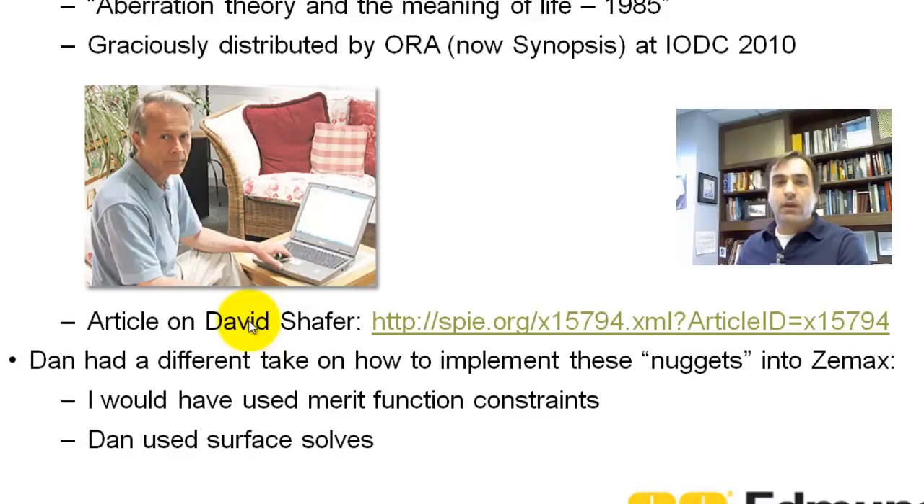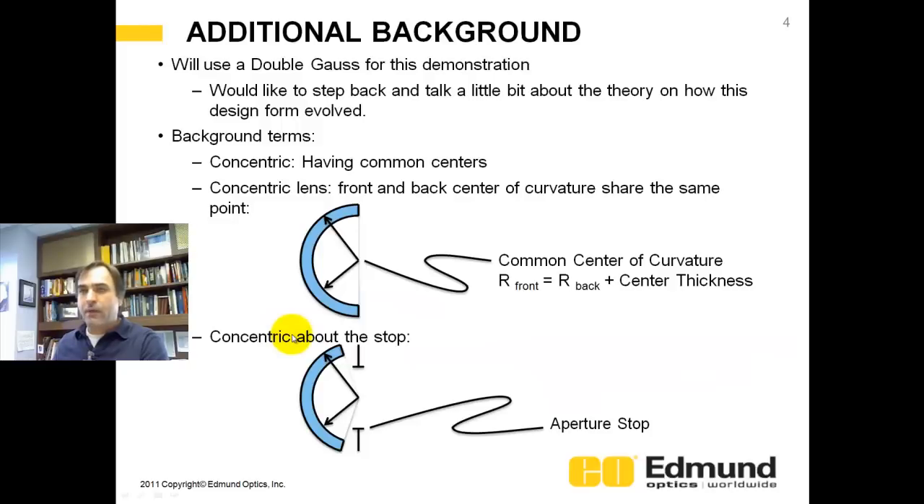Dave has a fantastic way of writing, using plain English to describe lens design as opposed to drowning you in equations. Dan implemented these a different way than I would have. I would have used the merit function in ZMax. Dan used surface solves, and it's pretty cool. It's cool enough that I wanted to record a quick video about that.